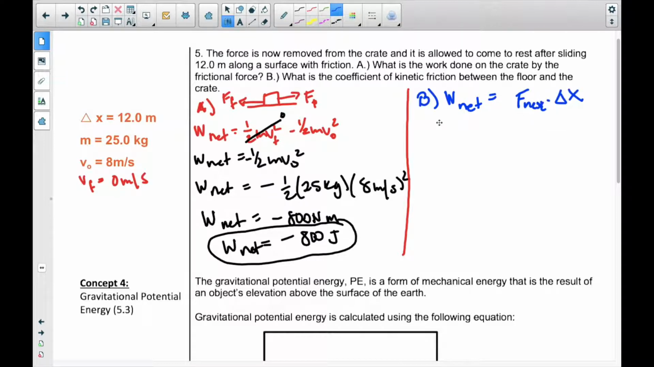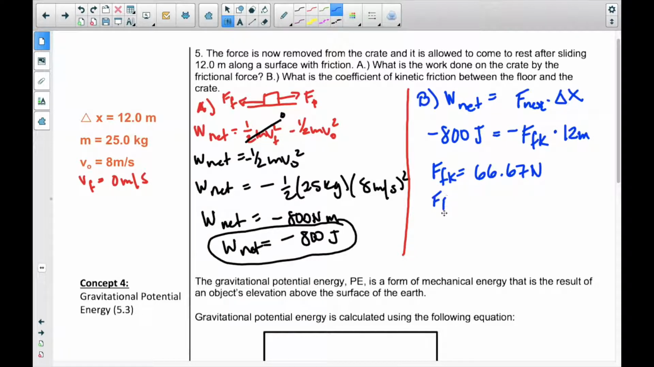So that should say net force times delta X. Okay, our net work done is negative 800 joules. Our net force, well, the net force we're talking about is the friction. So let's make that a frictional force. The frictional force is acting in the negative direction. So I'm going to call this a negative frictional force times the distance traveled, which is 12 meters. So I'm going to divide by negative 12. And when I divide by negative 12, I get that the frictional force, I'm going to call it kinetic friction, is 66.67. I'm not there yet, but I've solved for frictional force.